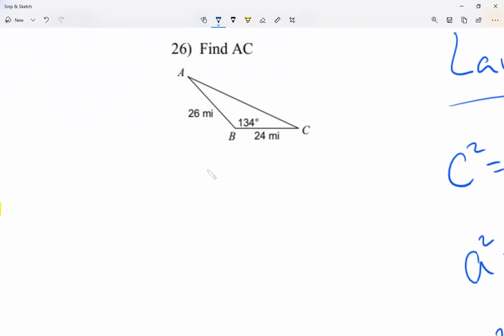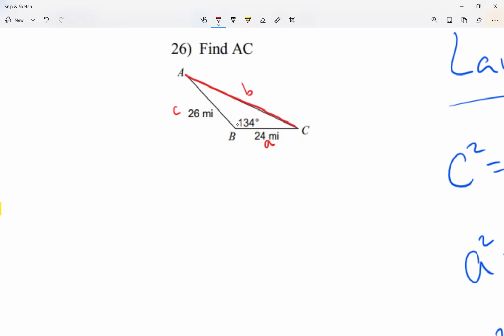Let's take a look at question number 26. I'm asking to solve for side AC. That's this one right here. We should call that side B because it's opposite from angle B, so farthest away from angle B. I see we have angle B. I see we have angle A, side A. 24 is opposite from angle A, so that's why I call it side A. And we have side C. Okay.